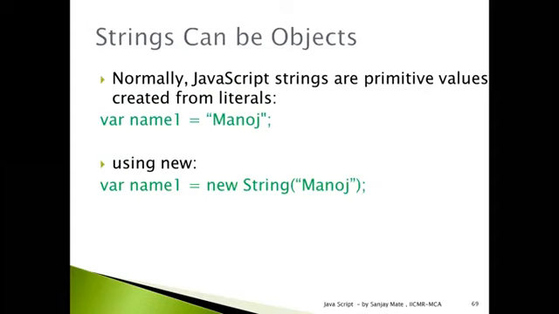Normally JavaScript strings are primitive values created from the literals. So here we are creating the literals, name one, it is a literal, and you can create the string using new also. Here variable name one is equal to new, and here you are adding string, using the new operator, and then one constructor, and then you are providing the default value for that. So this is also one way of creating the string, but this is the string object, and this is the string primitive data type.